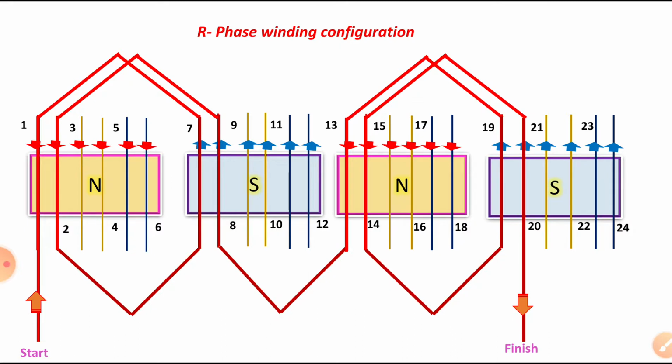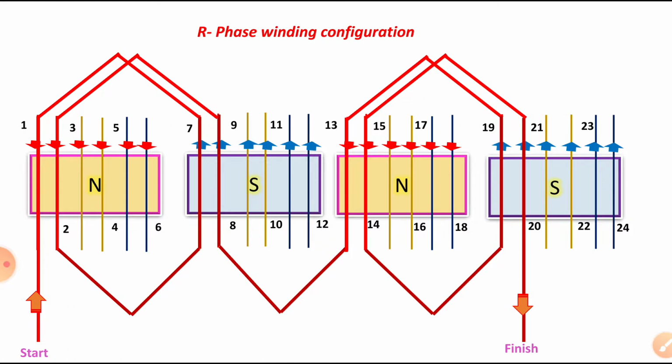For R phase winding only, I connected such a way that no need to draw this one. Just you draw them all at a time. For the easy understanding purpose, I created this part. In north pole 2 slots, south pole 2 slots, and north pole 2 slots, south pole 2 slots. How it is connected, you can see here.